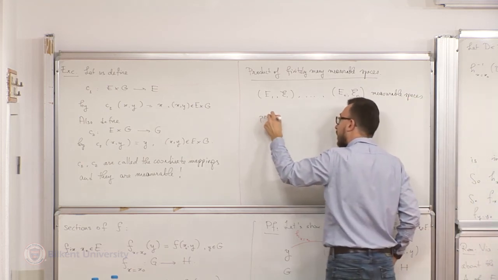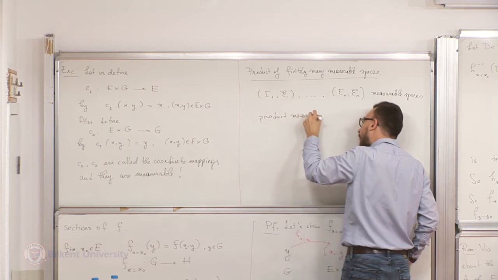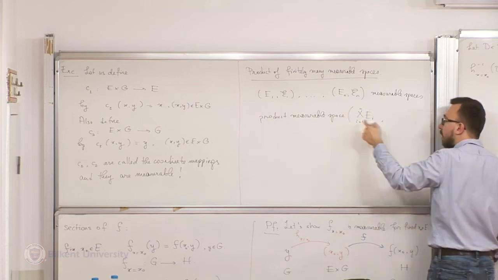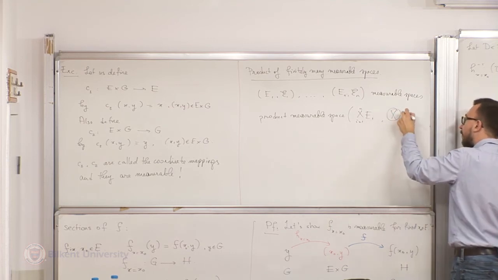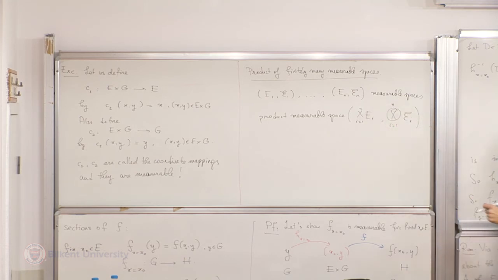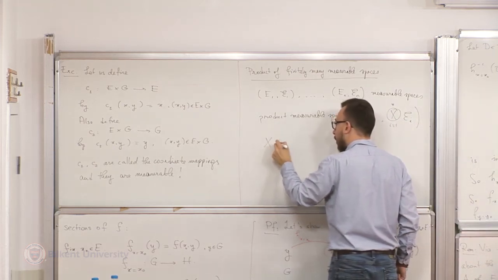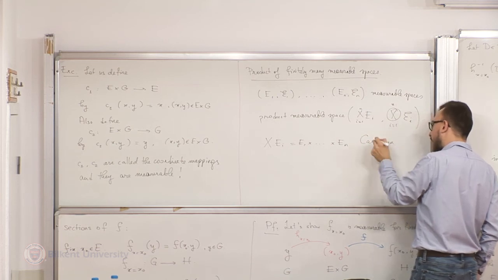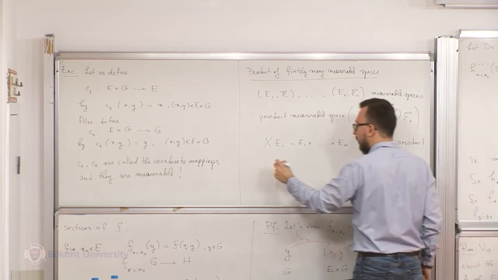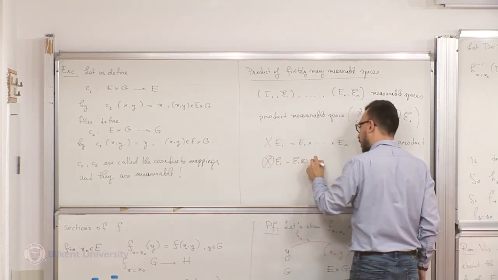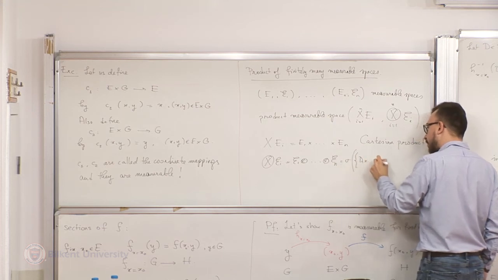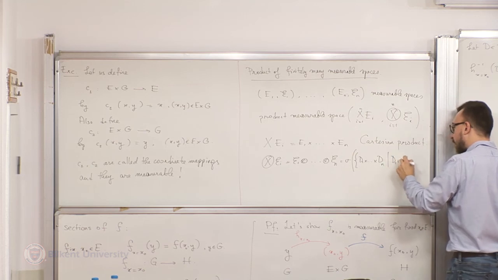So the product measurable space is the Cartesian product of the spaces and the product of the sigma algebras, denoted this way. Or you can write it in the longer way. This is just the Cartesian product, I don't need to define it. And this is the sigma algebra generated by measurable rectangles. Now they are n-dimensional, so Di is coming from Ei for every i.